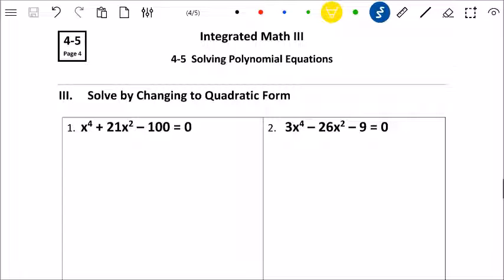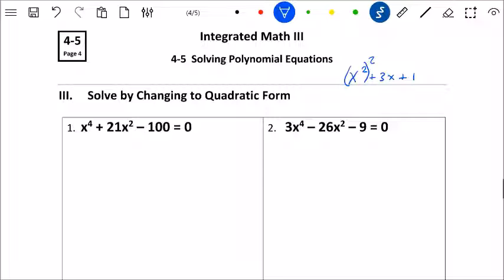We're going to take a look at solving polynomial equations by changing them to quadratic form. Let's take this idea. If I have a quadratic such as x squared plus, we'll just call it, 3x plus 1, what I'm going to do is take this and make it a square.